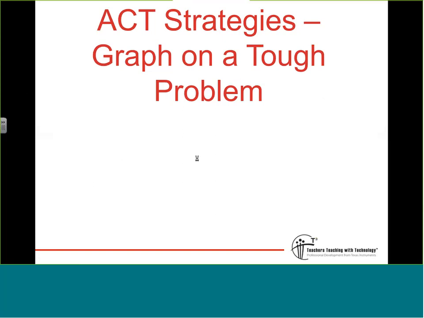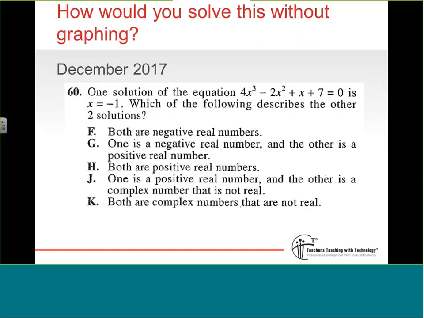So Tom, I'm going to go real quick on this one. I know I'm about to pass the ball, but I'm talking about one more strategy, which is graphing on a tough problem. I'm the Mu Alpha Theta sponsor at my school, so I help some of the math contest folks. When you get to a tough problem, I always think it's a good idea to graph it. So if you read this problem, one solution of the cubic equation is x equals -1, which of the following describes the other 2 solutions?